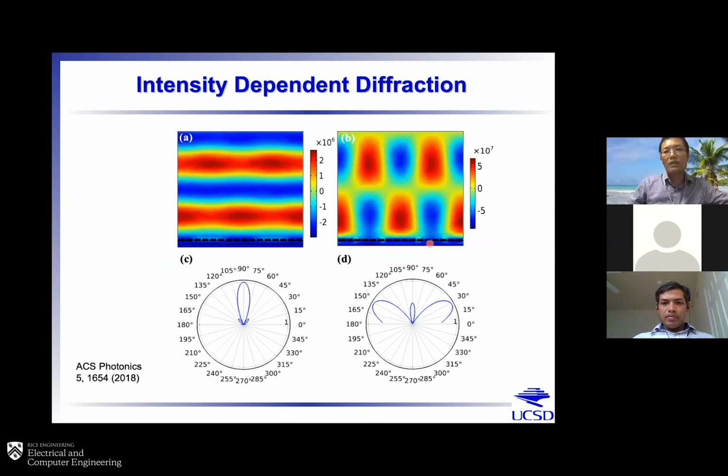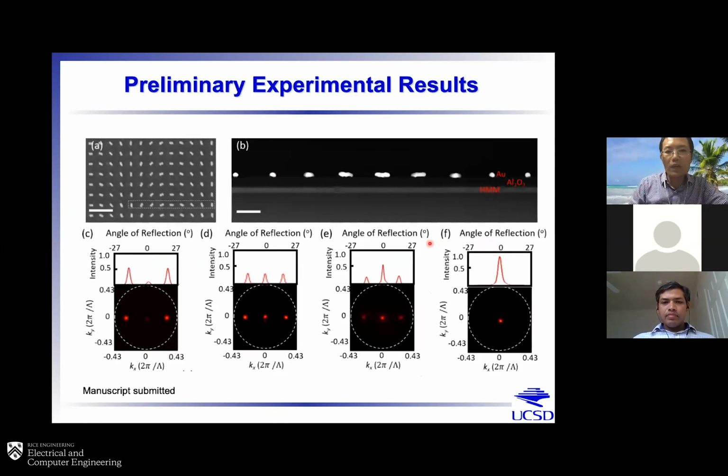Okay, and this is the purely Kerr effect based tunable metal surface. And then we got some kind of experiment done already. This is a very recent result. You have the metal surfaces, and you can see here, this is a metallic particle on the back mirror replaced by hyperbolic metamaterial.